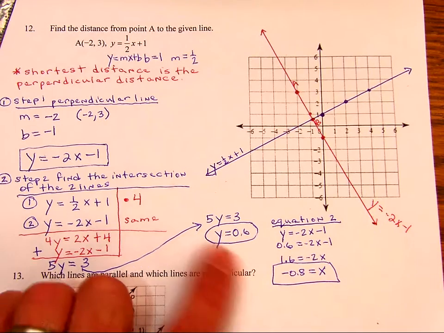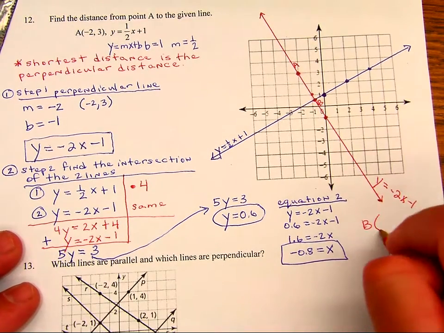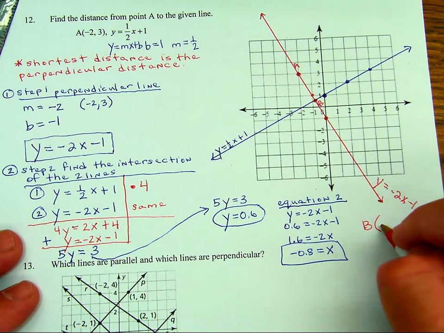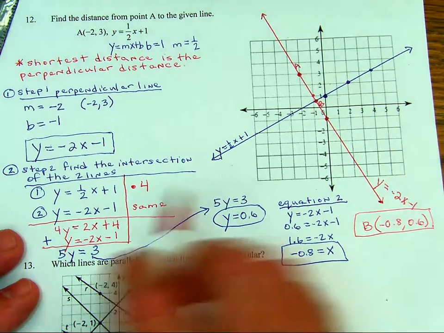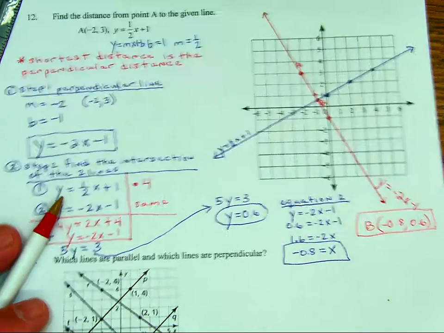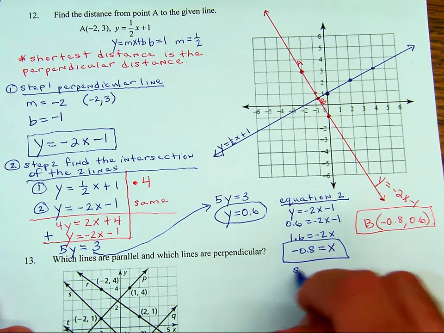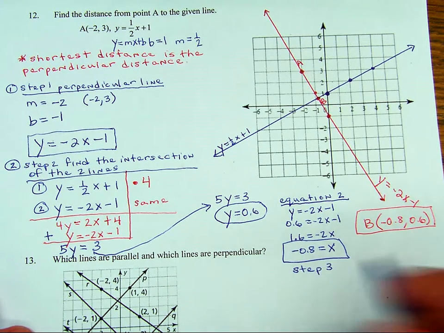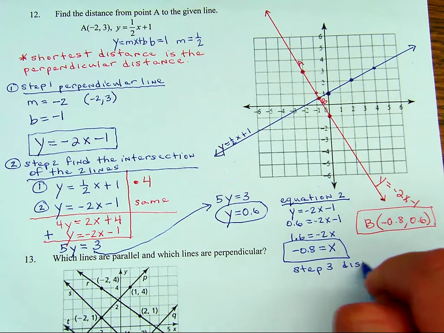So here's our point B. Point B is located at negative 0.8, comma 0.6. This point is left 0.8, up 0.6. Okay, and then finally, to find the distance between point A and B, I'm going to use the distance formula.